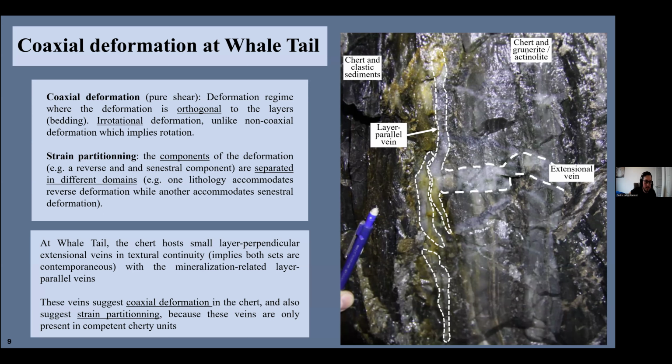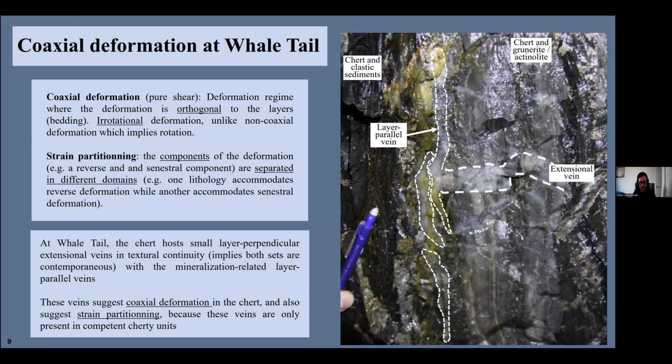The first concept is coaxial deformation, or pure shear. What is that? It's a deformation regime where the deformation is orthogonal to the layers, in this case, the bedding. It's an irrotational deformation, unlike the more common non-coaxial deformation, which implies rotation.